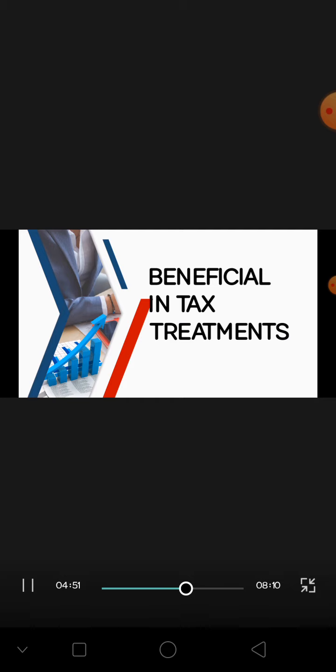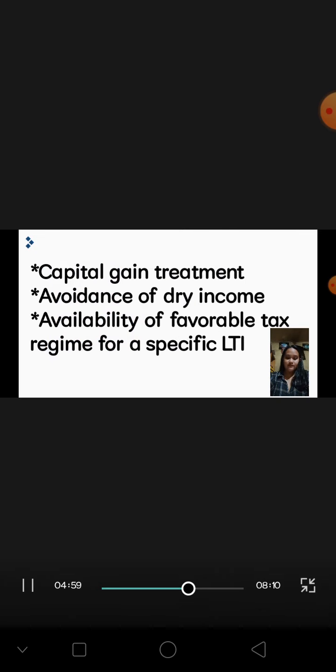The last one is beneficial tax treatments: the capital gain treatment, avoidance of dry income, and the availability of a favorable tax regime for a specific investment.